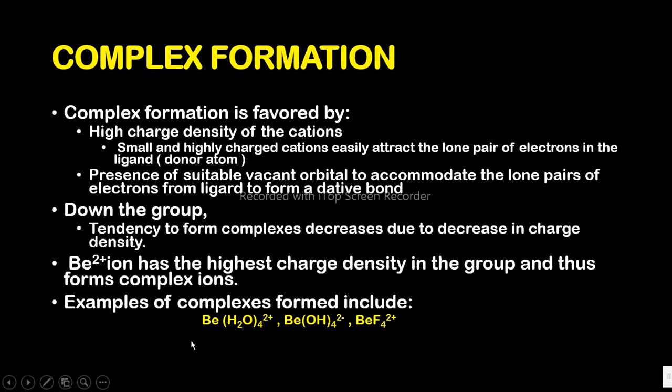Okay? So down the group, the tendency to form complexes decreases due to a decrease in charge density. And so you cannot hold the ligands onto yourself. But for beryllium ions, having a high charge density and having that empty p orbital, they can easily form complexes.